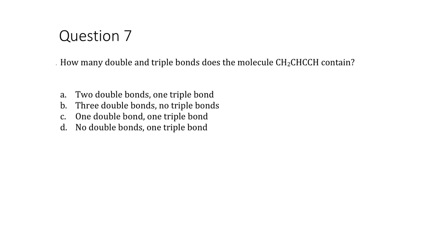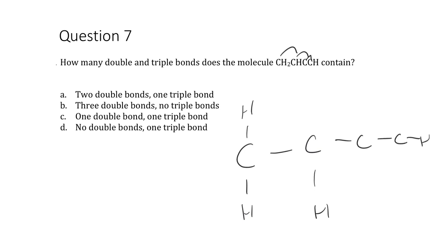Question 7, how many double and triple bonds does the molecule CH2CHCCH have? Well, just consider this connection here. Take CH2, take to CH, and then go to C, and then go to C, and then go to an H. Whether or not you draw these H's up or down, don't worry about that too much. Worry about the next step being, give 4 bonds to carbon.